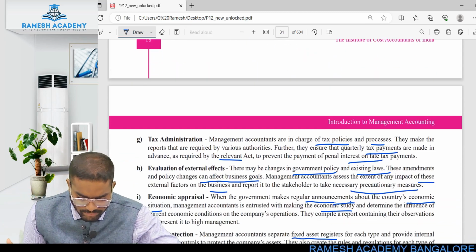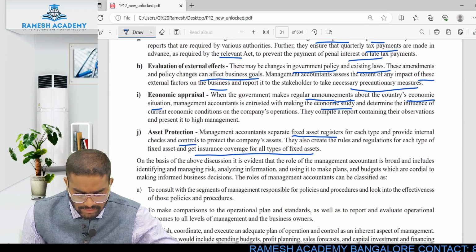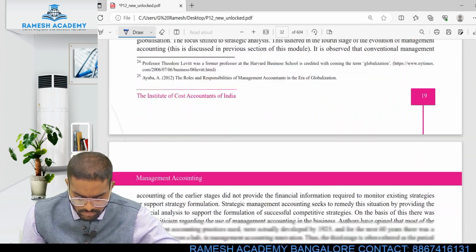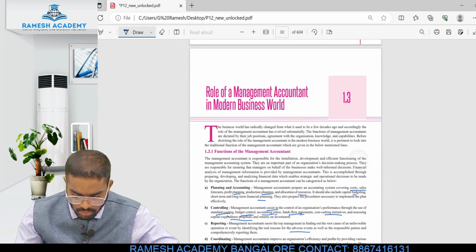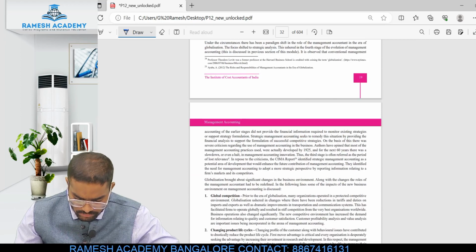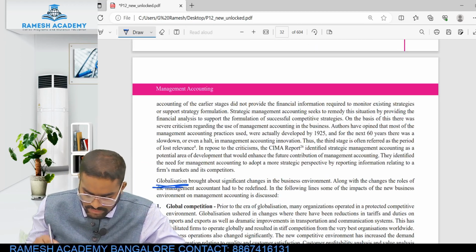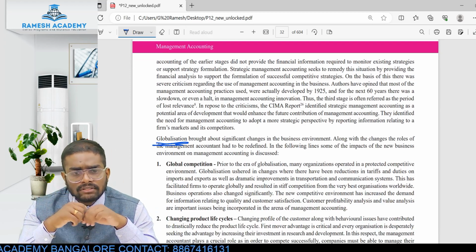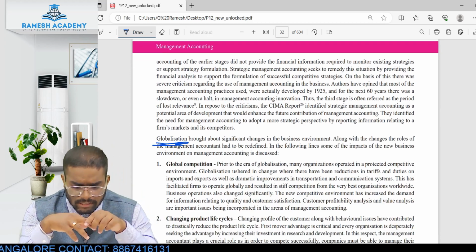Next we have tax administration, evaluation of external effects on the business, economic appraisal, and asset protection. So that's the end of the role of the management accountant in the business world. Over and above that, globalization, which is a very big term in this century, has given the management accountant many more functions. So he has to take the globalization part into consideration also.